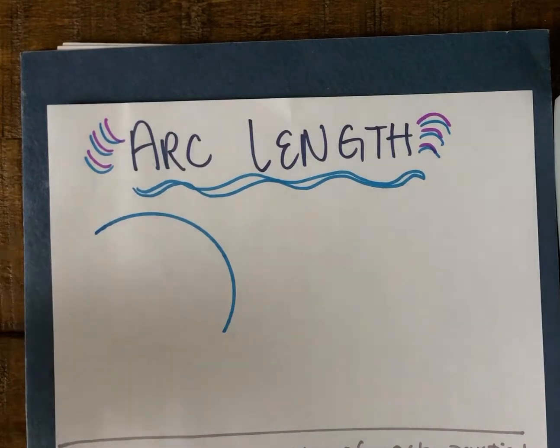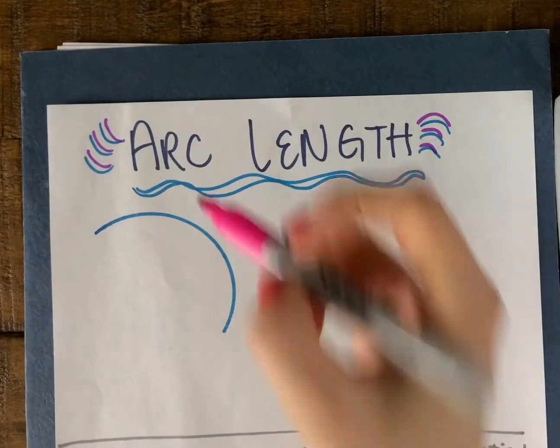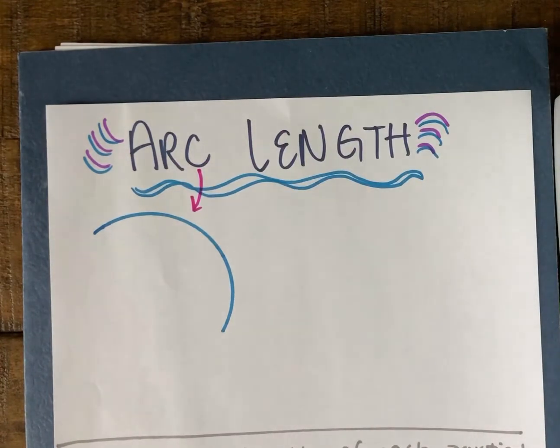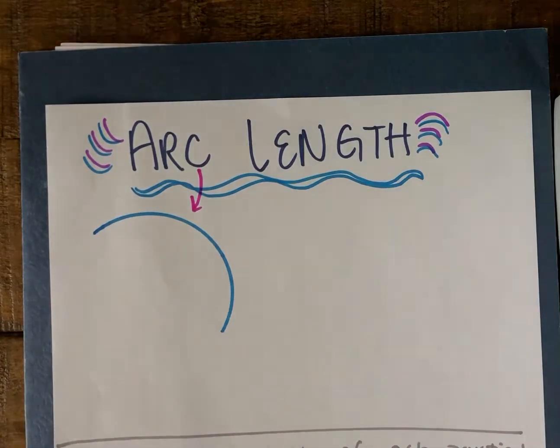Next up, we are talking about arc and arc length. So an arc is a shape like this. It's kind of like a line, except it's curved. And our job is to find the length of it, or how long it is.